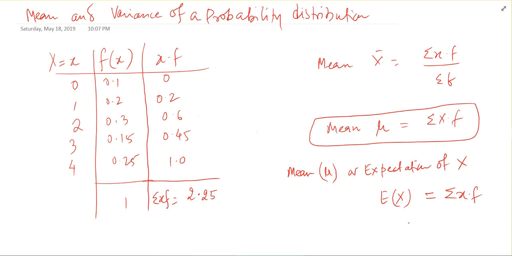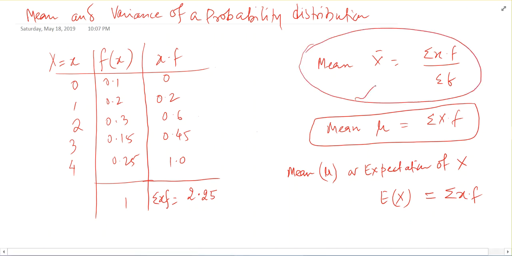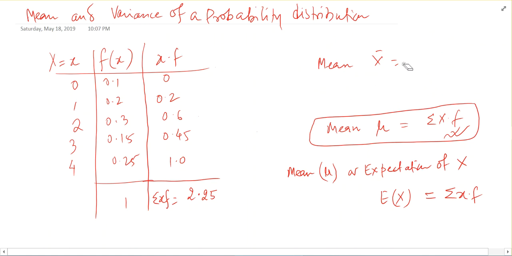Okay, so mean and variance of a probability distribution. We first studied about mean, and the mean comes out to be sigma xf. In the frequency distribution, our formula was sigma xf upon sigma f. But keeping the same formula, sigma f is equal to 1, so dividing by 1 we get the same thing. So this is the formula simplified. This looks better than the original formula. The formula is not changed, but it is simplified. This is the mean of a probability distribution.